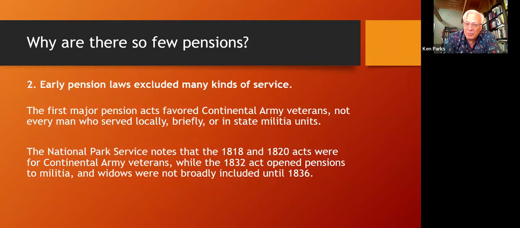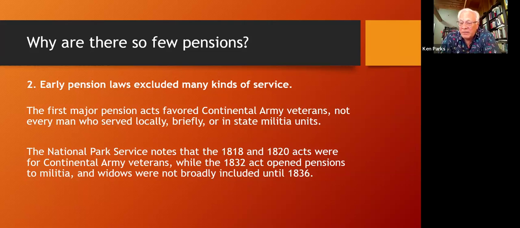Also, again, those early pensions excluded many kinds of service. So the first one, as we said, mainly favored Continental Army veterans, but not every man who served locally or briefly or in state militia units. The National Park Service notes that the 1818 and 1820 Acts were for Continental Army veterans, while the 1832 Act opened pensions to militia, and widows were not broadly included until 1836.